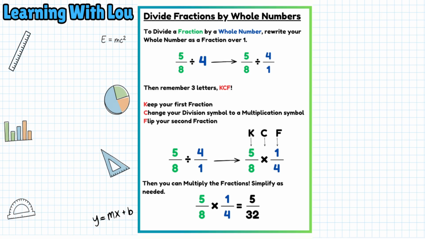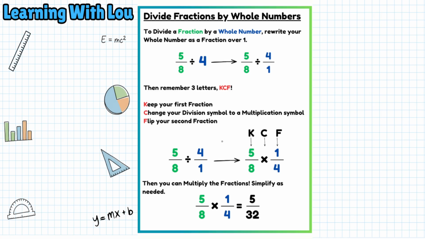Keep, change, flip. So in case you didn't see the other video, keep means you keep your first fraction. So 5/8 is just going to stay 5/8. We're going to keep it the same. The C for change means that you change your division symbol to a multiplication symbol. So instead of 5/8 divided by, we're going to have 5/8 times. So you can see the K is for keep, the C is for change your symbol, and then you have the F for flip your second fraction.